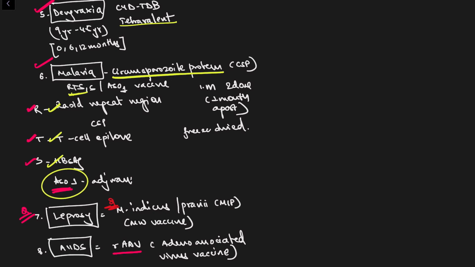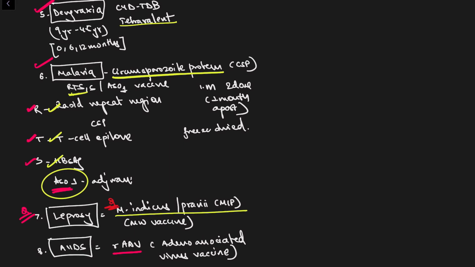Then leprosy. This is an important question which should be remembered. The leprosy vaccine is by the strain Mycobacterium indicus pranii, which is also called Mycobacterium w, right? This was asked. And then the AIDS vaccine is rAd, that is the adenoviral vaccine.